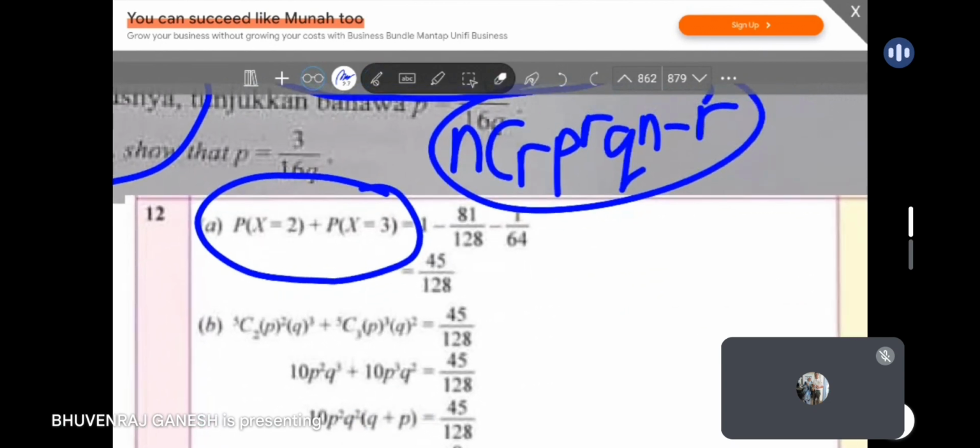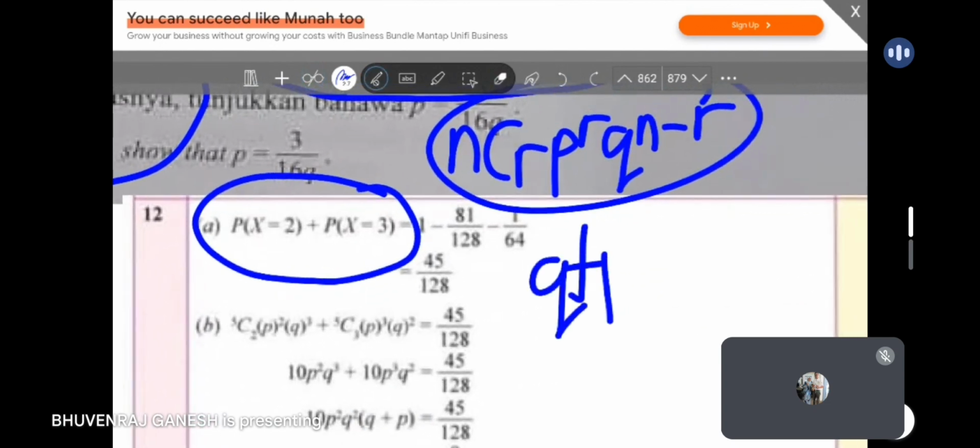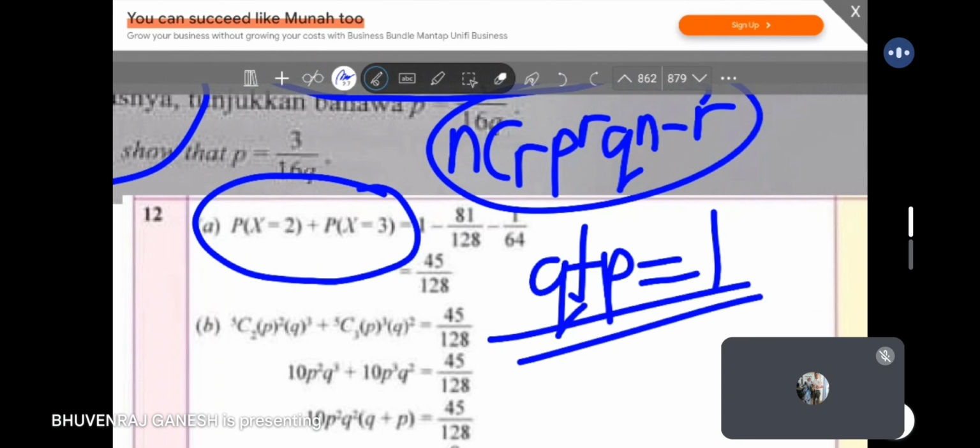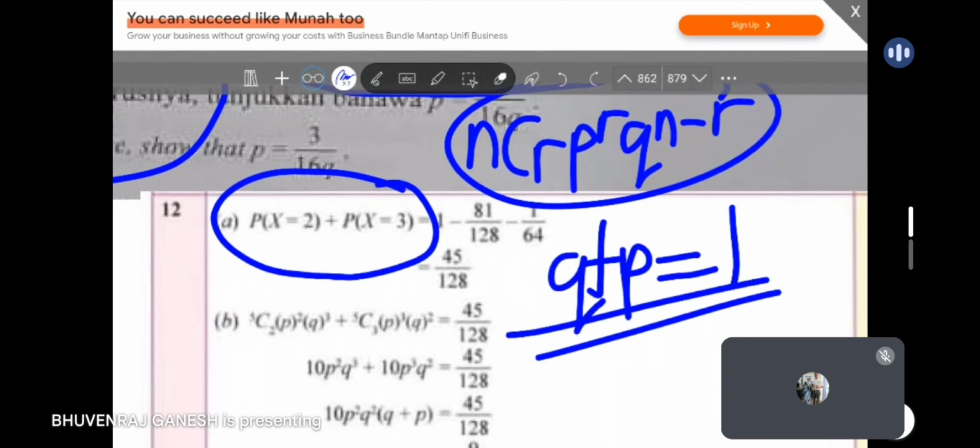So what is the value of Q plus P, guys? This fact you must know in probability. This is a fact. So the answer is 1, because the total probability must always be 1.